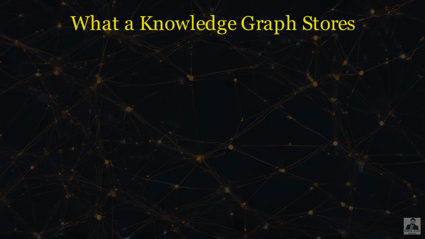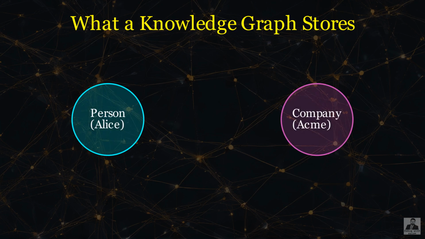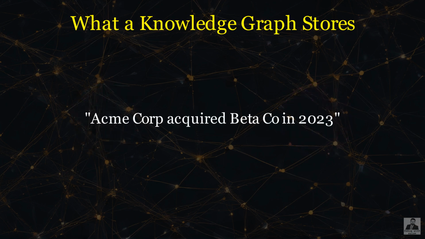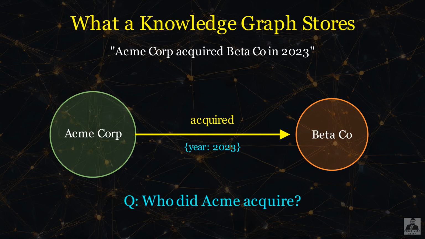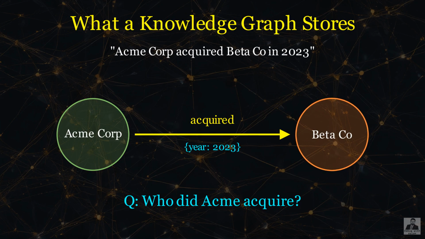A knowledge graph stores three things: nodes representing entities such as people, companies, products, and places, edges representing relationships between those entities, and edge labels describing the type of relationship. The sentence "Acme Corp acquired Betaco in 2023" becomes two nodes and one directed edge labeled "acquired" with a year attribute. Once stored as a graph, we can ask "who did Acme acquire?" and get Betaco instantly without any embedding comparison.